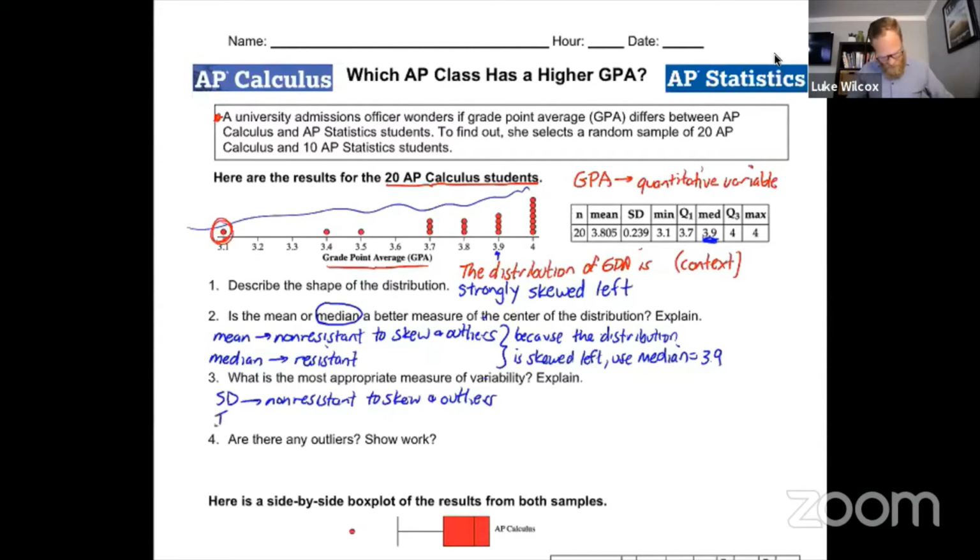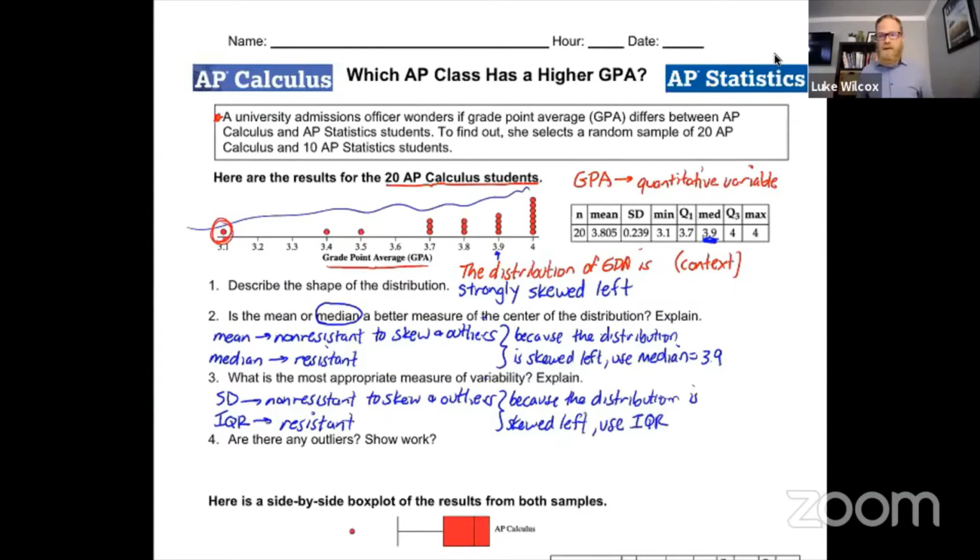Whereas the IQR, which is actually calculated using the median of the first half of the data and the median of the second half of the data, is much more resistant to change. Less affected by that skew and that outlier there. So almost with the same reasoning as above here, it's based on the shape of the distribution. So we're going to say, because the distribution is skewed left, we're going to use the IQR.